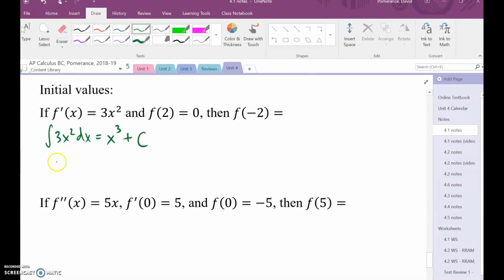We know that that's going to be x cubed, but we have some sort of unknown constant. So f of x equals x cubed plus c. We don't know what c is, except they actually give us this initial value right here of f of 2 equals 0.